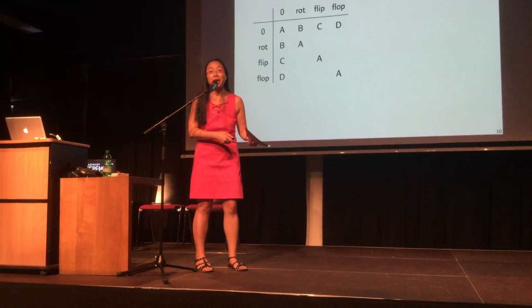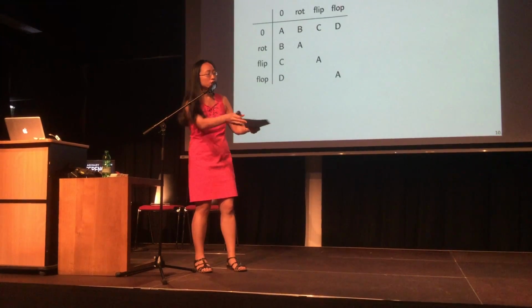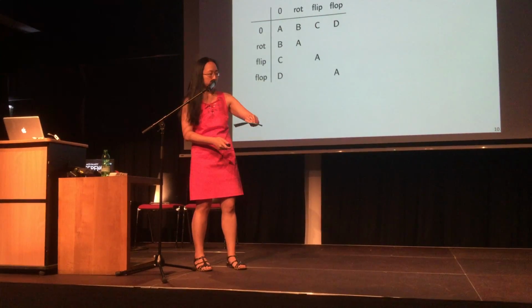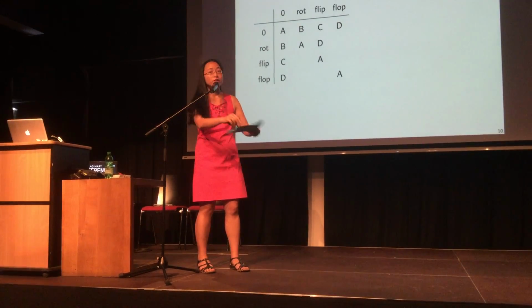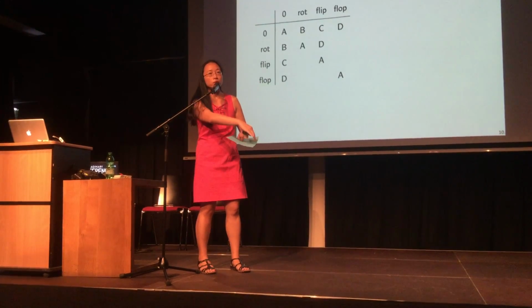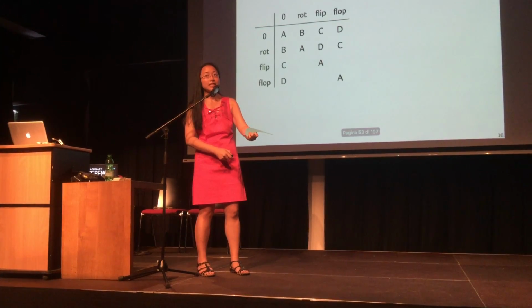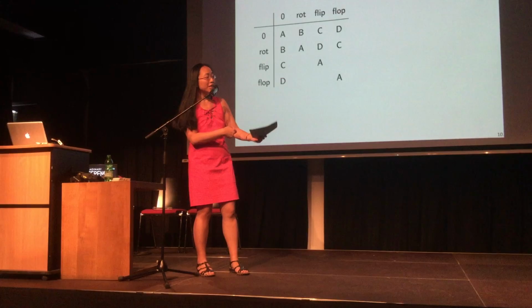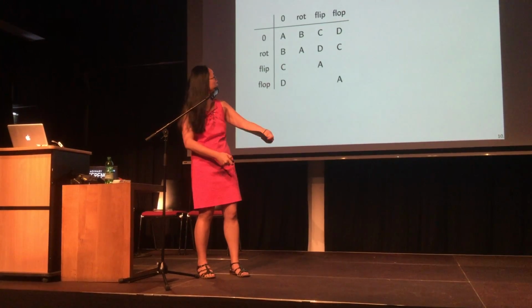So now we have to combine something. Well, we don't have to, but we can. So we can try doing a rotation and then a flip, which takes us to D. We can try doing a rotation and then a flop. So if you do a rotation and then the flop, that takes us to C. And if we do a flip and then a rotation, we get D.